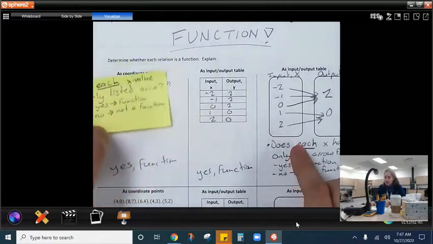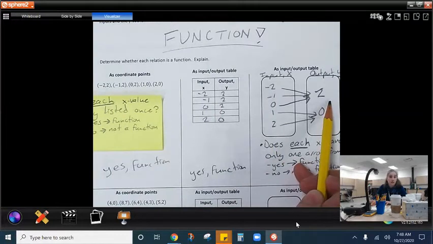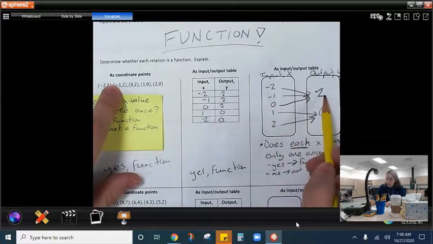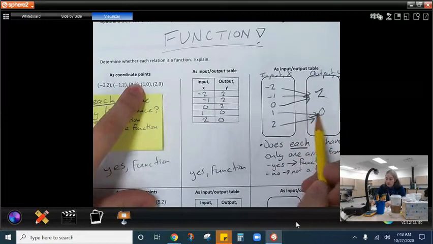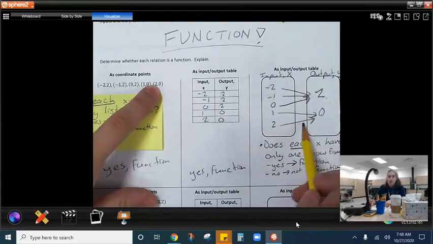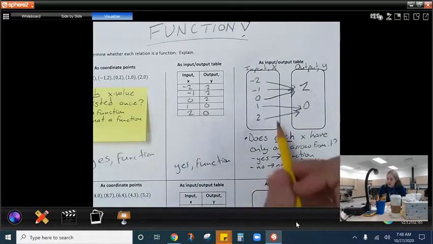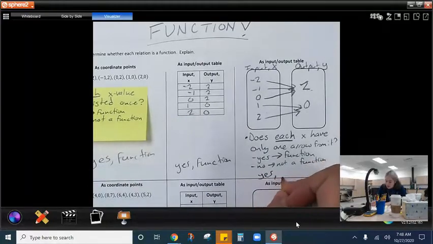And then the last kind that we'll see is this input-output table. So I just listed out all my points. I don't repeat values, though. So -2 goes to 2, -1 to the same 2, 0 to the same 2, 1 to 0, and then 2 to the same 0. I've got my arrows drawn on here to show how they pair up. The question we have to ask ourselves is, does each x have only one arrow? Yeah, each x has only one arrow. So again, yes, this is a function.